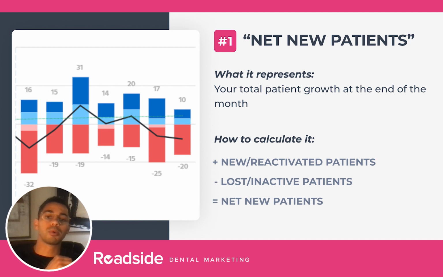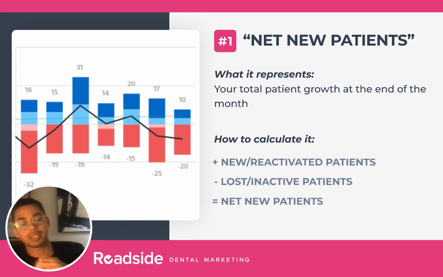Now this metric, net new patients, is the best overarching indicator of your practice growth. A lot of offices are just looking at how many new patients they got, right? They're not looking at how many they lost. And really, you could be getting 50 new patients a month, but if you're losing 60 that are going inactive or lost, you're really at a net of minus 10, right?